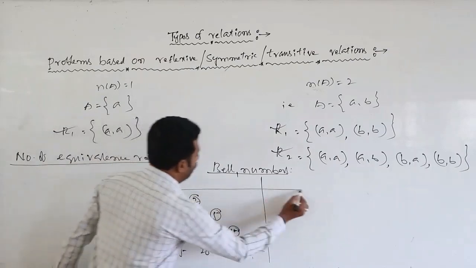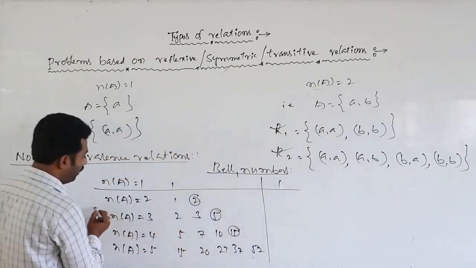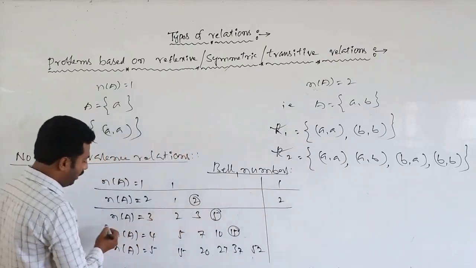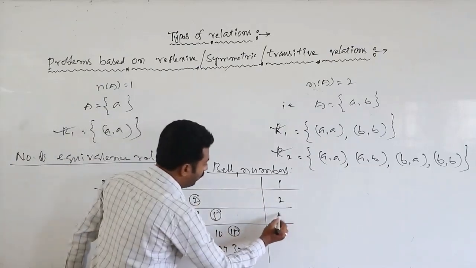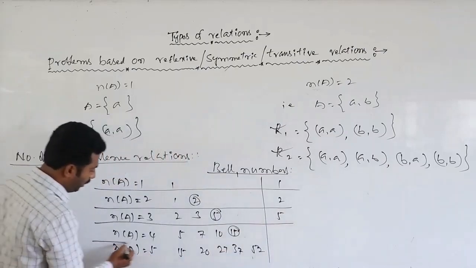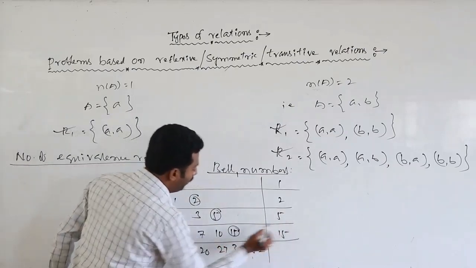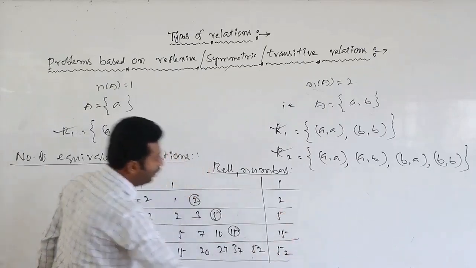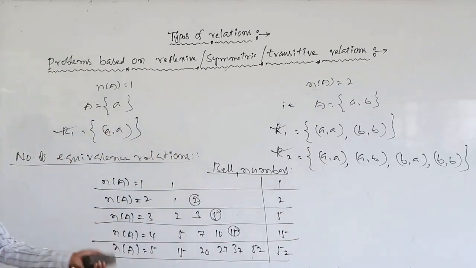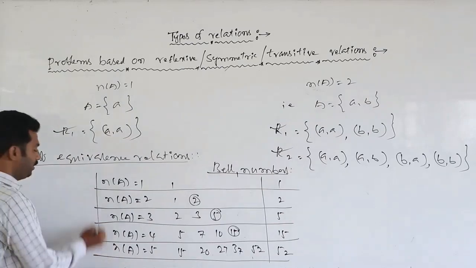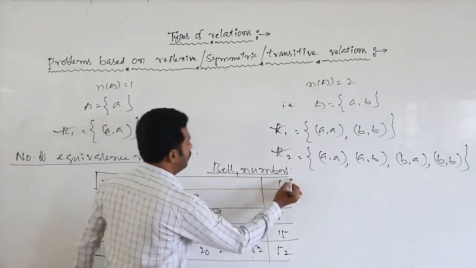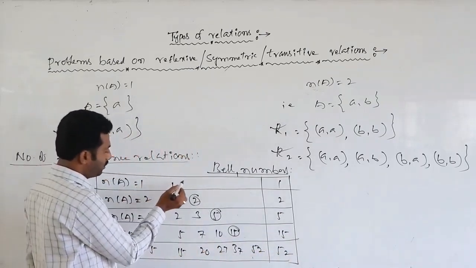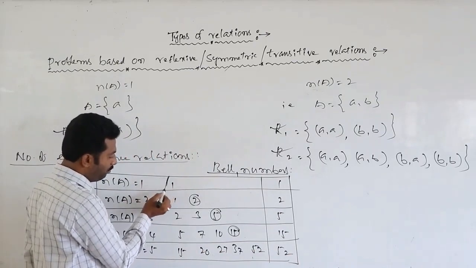A contains one element, one equivalence relation. A contains two elements, the last number you have to consider. A contains 3 elements, 5 equivalence relations. A contains 4 elements, 15 equivalence relations. A contains 5 elements, 52 equivalence relations. You can continue and so on. So this formula you should remember. The procedure you have to remember: the number of equivalence relations by using Bell numbers.